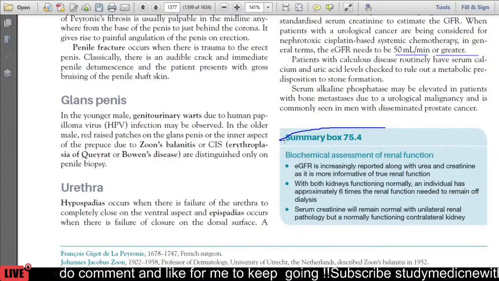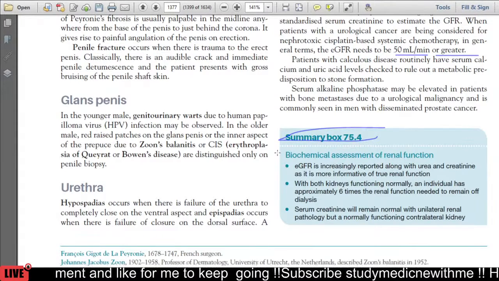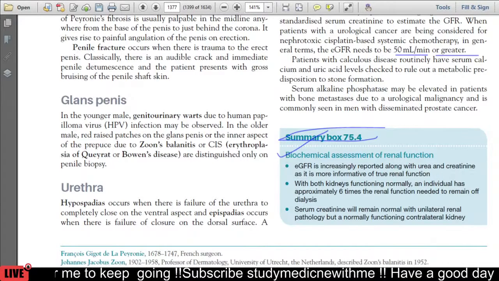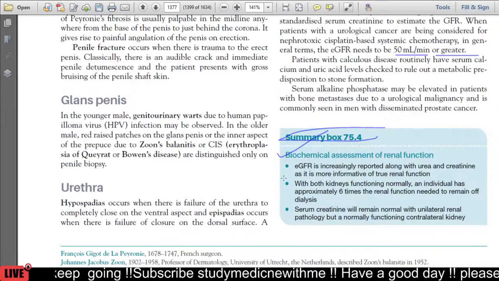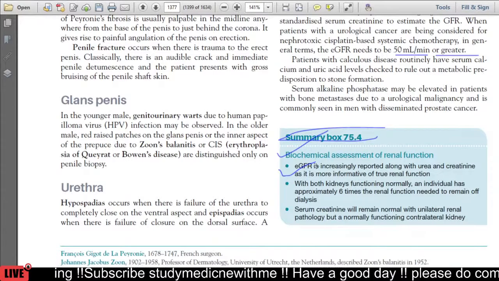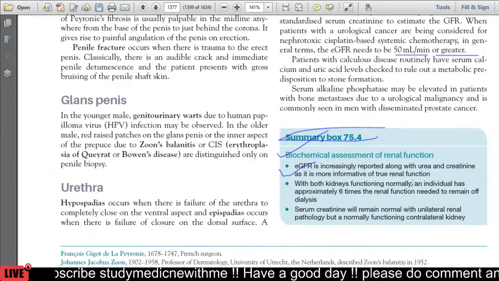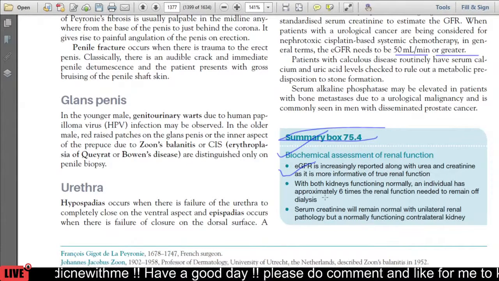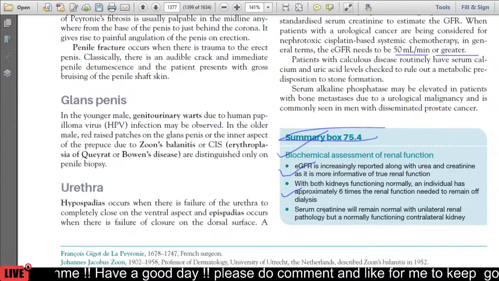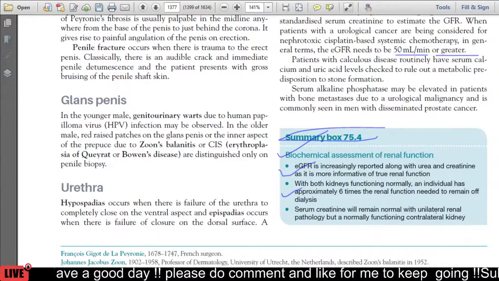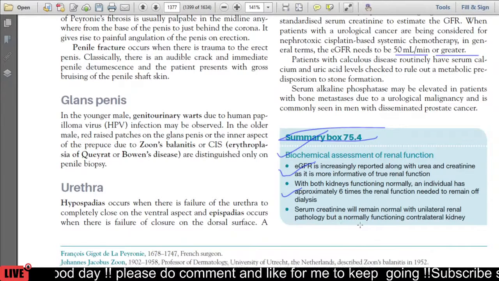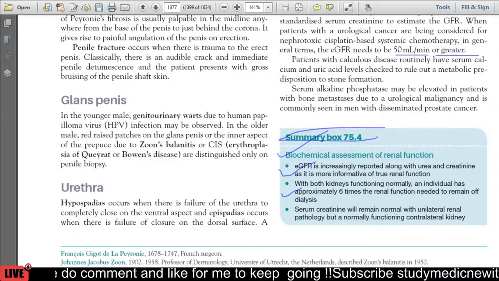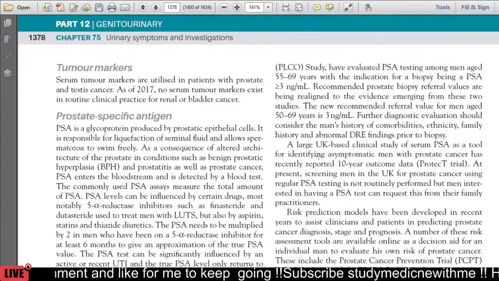Summary box. Biochemical assessment of renal function. Okay, eGFR is increasingly reported along with the urea and creatinine as it is more informative of renal function. With both kidneys functioning normally, an individual has approximately 6 times the renal function needed to remain off dialysis. Very good. The serum creatinine will remain normal with unilateral renal pathology, but a normally functioning contralateral kidney.